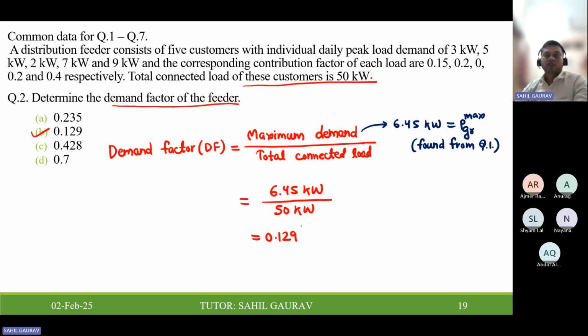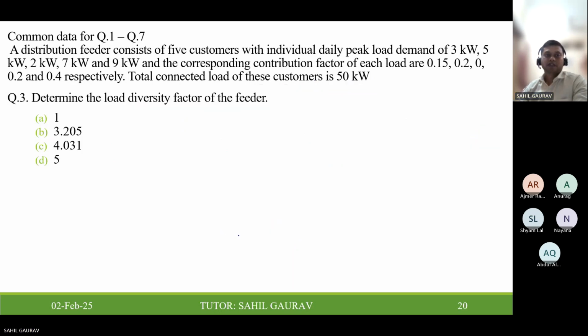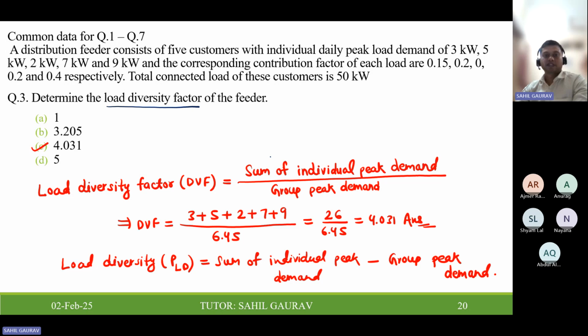So total connected load is 50 kilowatt. It is given that the total connected load of this customer is 50 kilowatt. So you can find the demand factor. Now the third problem is load diversity factor. So it is asking about diversity. So diversity factor, factor means it is a fraction. It is the sum of individual peak demand upon the group peak demand. So load diversity factor is the sum of individual peak demand upon group peak demand.